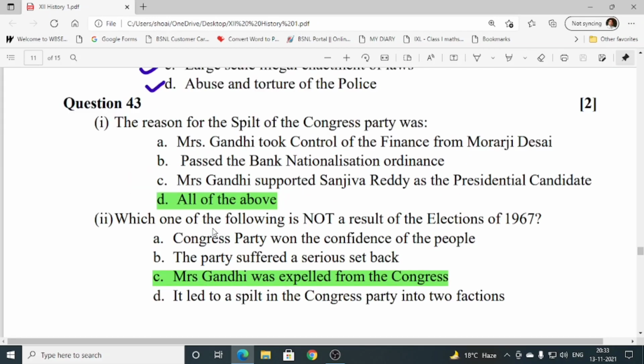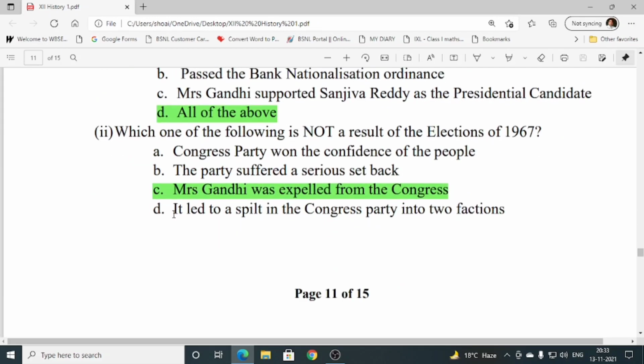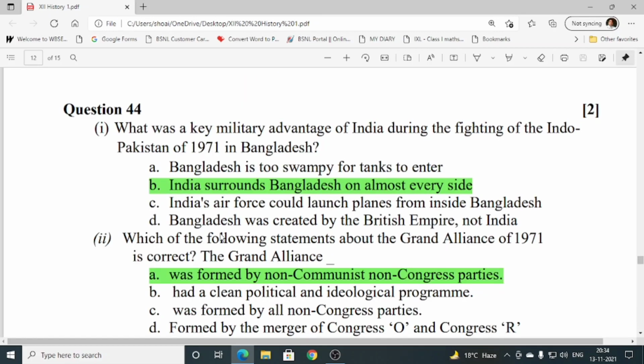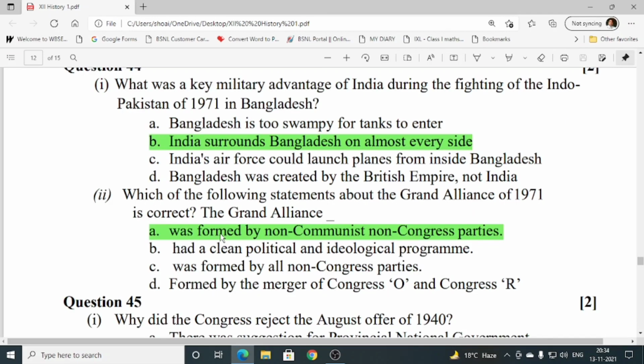So split. We can go with D also. It led to the split in the Congress party into 2 factions. Okay, this can also be taken. Then next one, number 44. What was the key military advantage of India during the Indo-Pakistan war of 1971 for Bangladesh? So B, India surrounds Bangladesh on almost every side. That is why it was easy. Okay, B is the correct one.